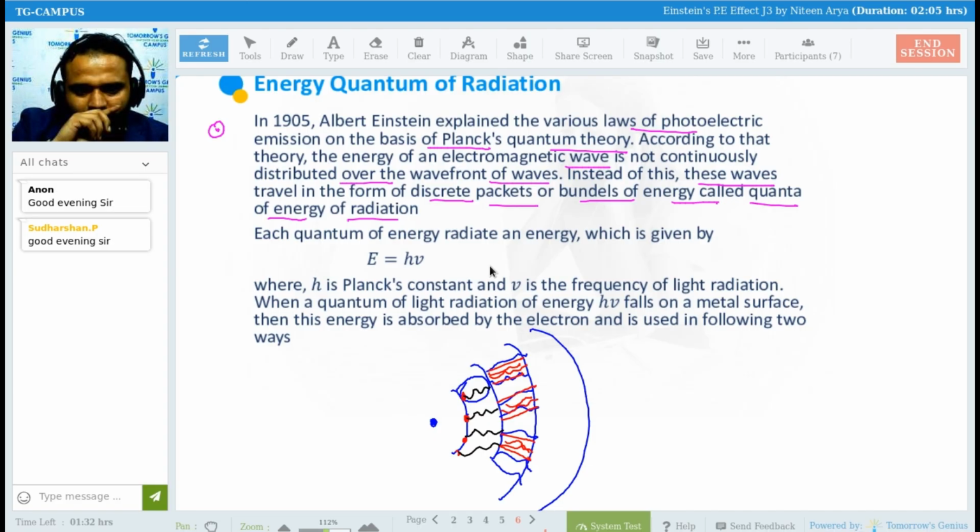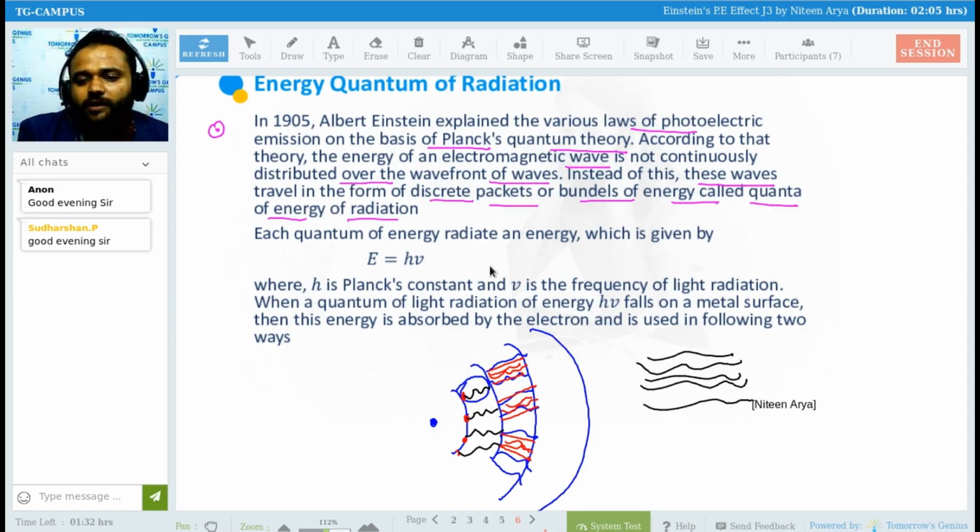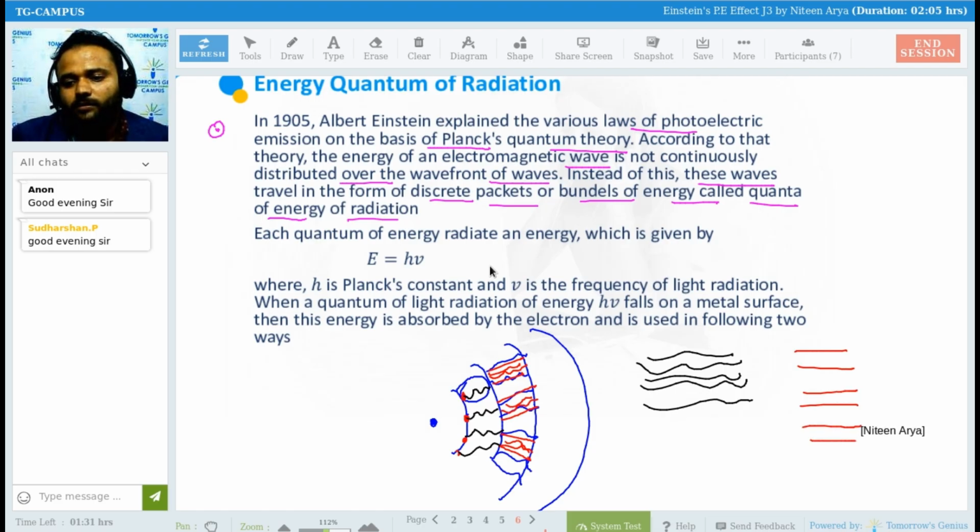E equals h nu. Is this clear? Instead of this continuous transfer of energy, we have something like this. This is your one packet. This is another packet. This one is your third packet. In the first packet we have this, in the second packet we have this, in the third packet we have this. Clear enough?